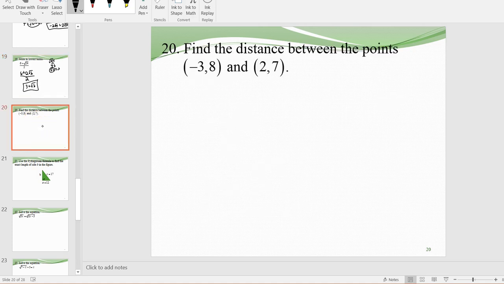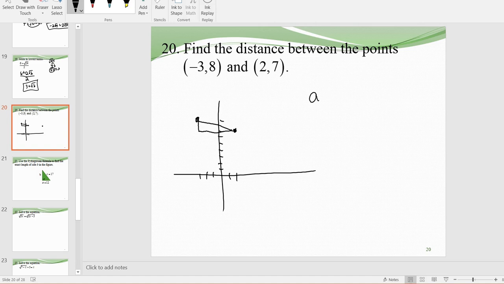Find the distance between these points. Well, there is a formula for this. I would encourage those of you going into trigonometry to know that formula. For those of you who are not, I also encourage that you can draw a picture. Negative 3, 1, 2, 3, 4, 5, 6, 7, 8. 2, 1, 2, 3, 4, 5, 6, 7. I want the distance between these 2 points, which is basically the hypotenuse of a right triangle.